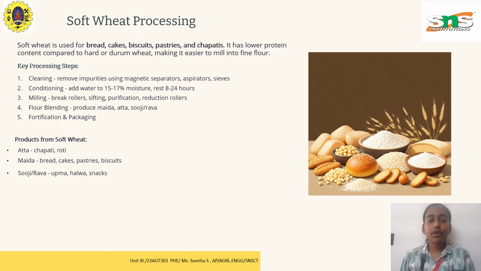And soft wheat processing. Soft wheat is generally used for bread, cakes, biscuits, pastries and chapatis. It has a very low protein content compared to hard wheat, making it easier for this purpose. The steps involved in soft wheat processing are cleaning, conditioning, milling, flour blending, fortification and packaging. And the products we get from soft wheat are atta, maida and sooji.